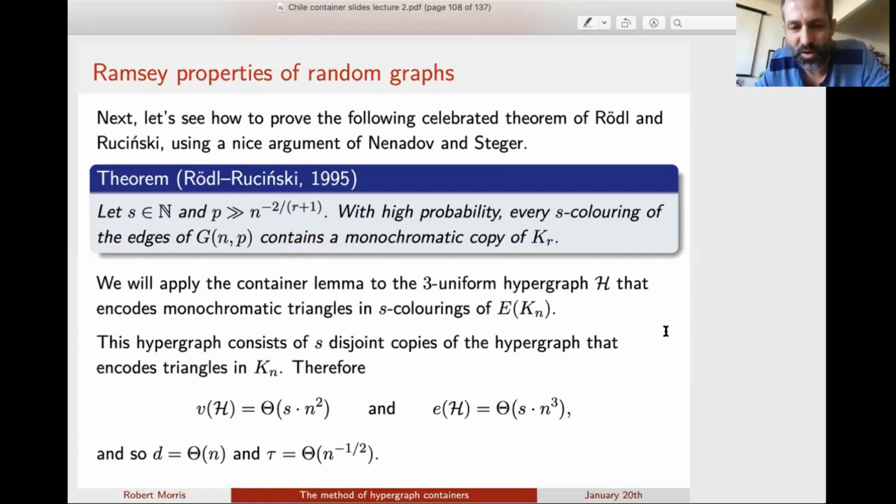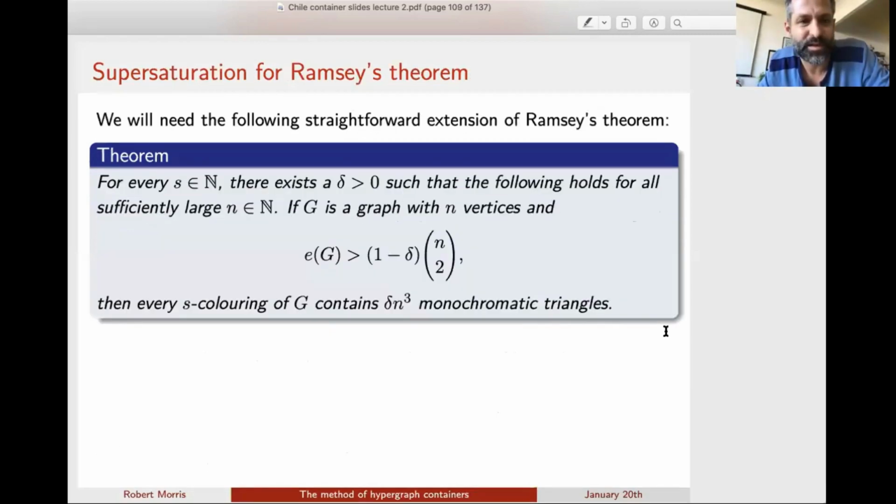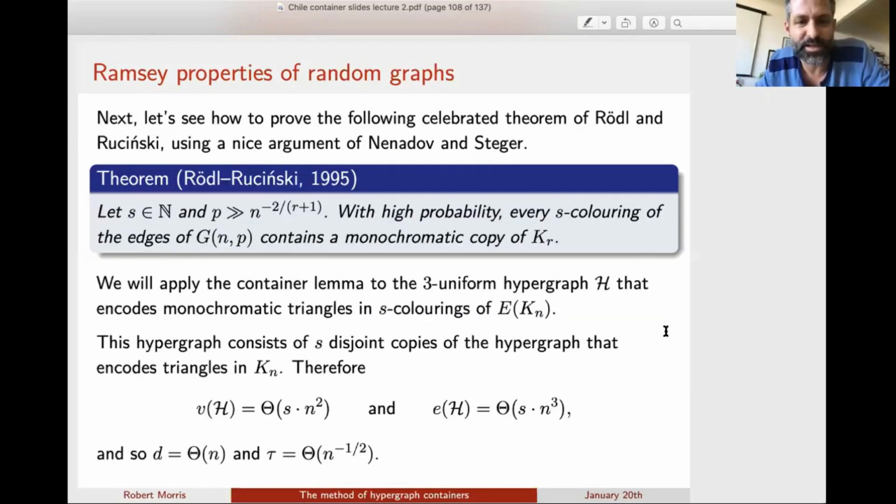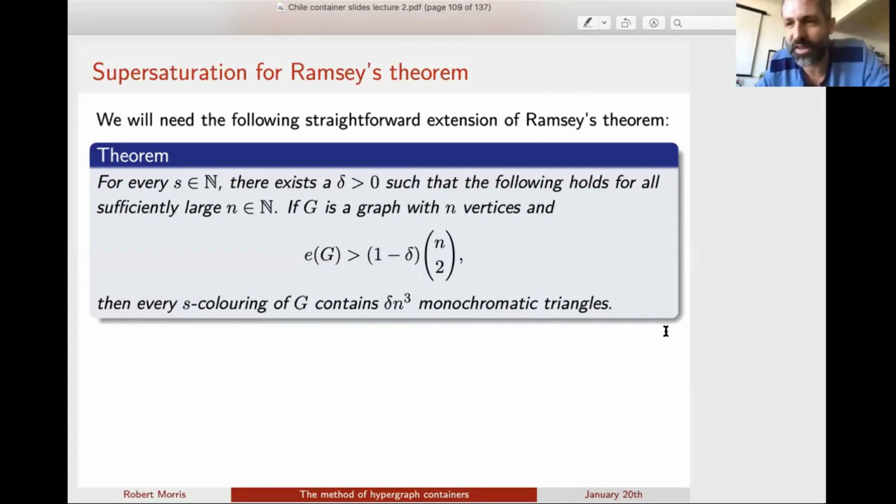Okay, so just like before, our average degree is about n, and our tau is n to the minus a half in the container lemma, because it's just S copies of the same thing. So it's exactly the same calculation. Okay, so what we need is a supersaturation theorem. Here's the supersaturation theorem that we need.